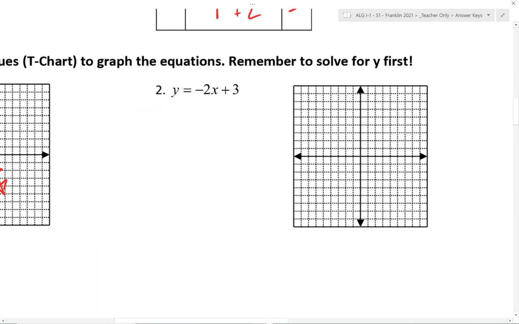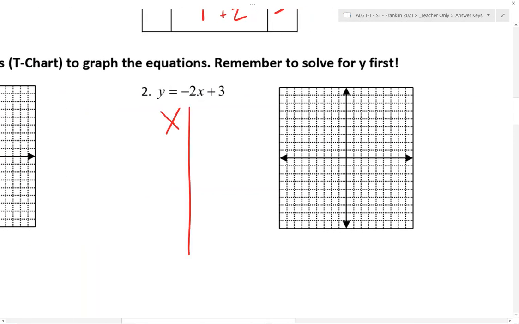All right, next one here. Y equals -2x plus 3. Again, let's make our T-chart. -2, -1, 0, 1, and 2. And we're going to plug these numbers in right there. So -2 times -2 is +4, plus 3 is 7. -1 times -2 is 2, plus 3 is 5. 0 times negative 2 is 0, plus 3 is 3. 1 times negative 2 is negative 2, plus 3 is 1. And 2 times negative 2 is negative 4, plus 3 is negative 1.